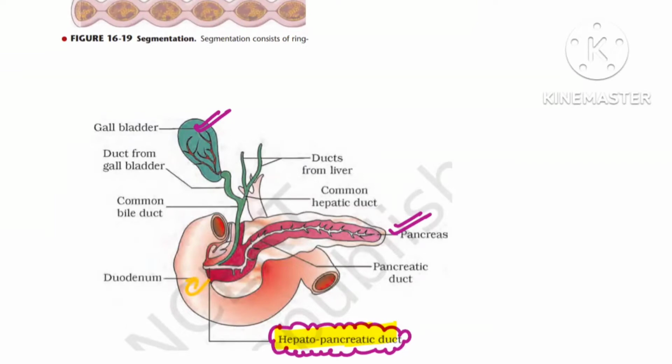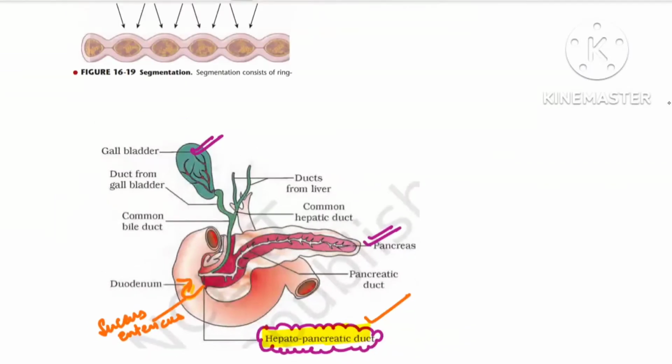Clear, beta? You can see this color, check carefully. The duodenum mucosa is also secreting the secretion here, that is intestinal juice, and that is known as succus entericus. So the hepatopancreatic duct is the one which is bringing the secretion from the liver and pancreas, and the duodenum mucosa is secreting the intestinal juice, collectively known as succus entericus.